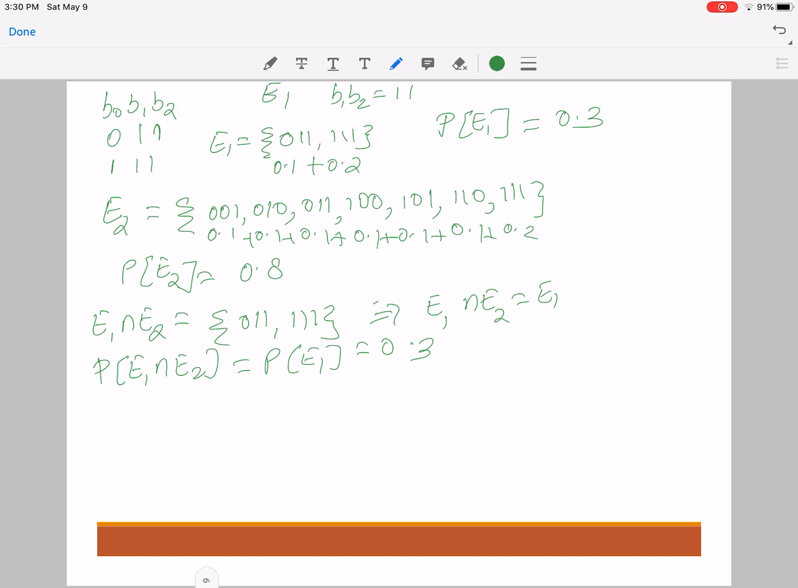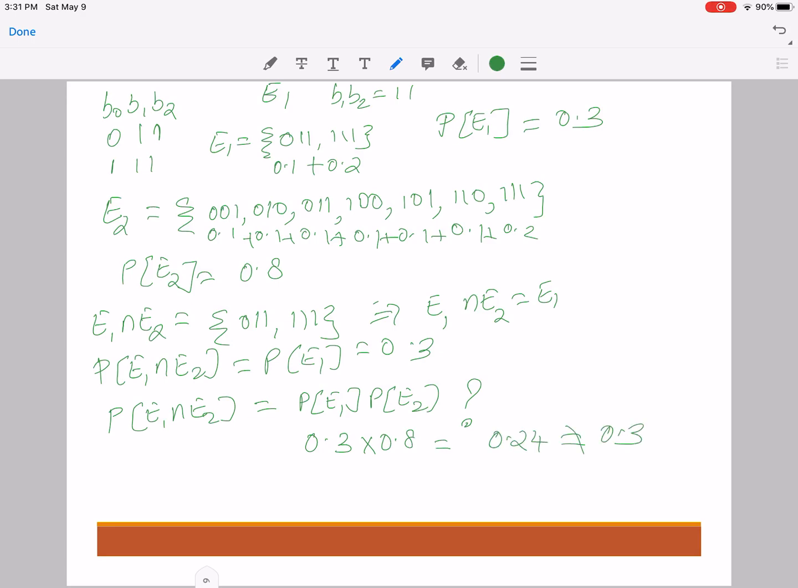Now, to find whether E1 and E2 are independent or not, I need to find out whether this equation holds true: probability of E1 intersection E2 is equal to probability of E1 times probability of E2. If I multiply the probabilities of E1 and E2, I find that I get the product 0.3 times 0.8, which is equal to 0.24, which is not equal to 0.3, which happens to be the probability of E1 intersection E2. And therefore, E1 and E2 are not independent.